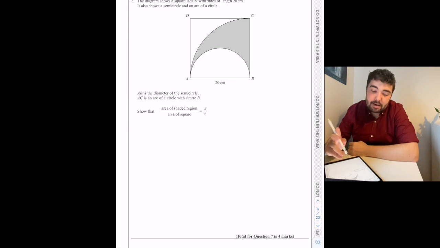7. The diagram shows a square ABCD. They're never very inventive with their squares, always ABCD. Boring. That's what I'm saying, Edexcel. Get your game better. Improve, improvise. Be more. Anyway, ABCD, with sides of length 20 centimetres. It also shows a semicircle and the arc of a circle. AB is the diameter of the semicircle. AC is the arc of the circle with centre B.